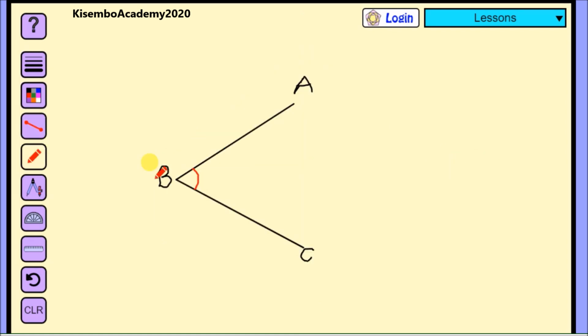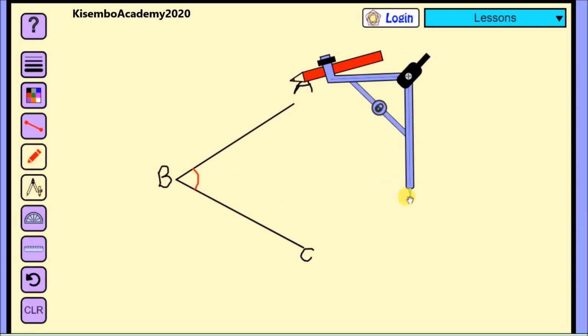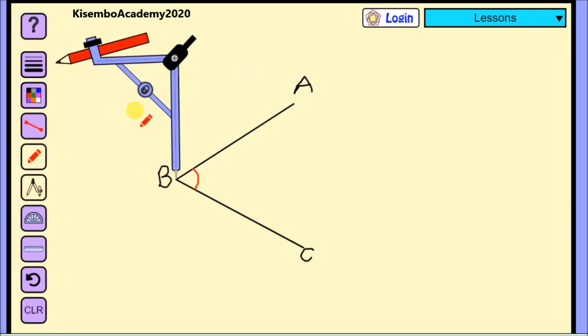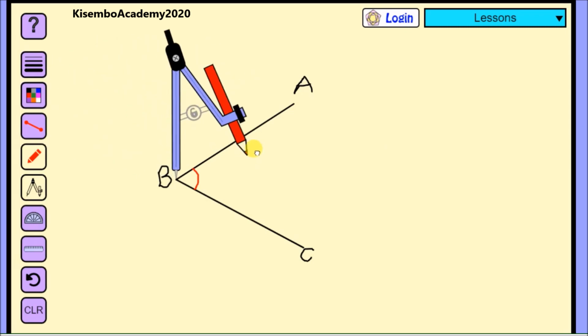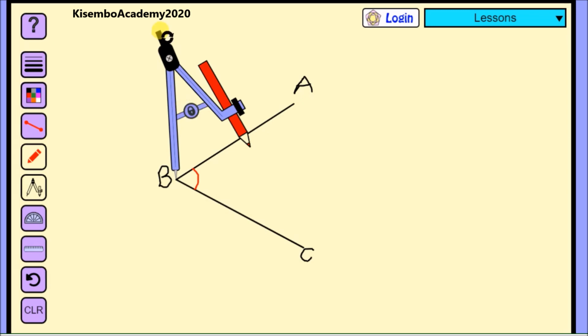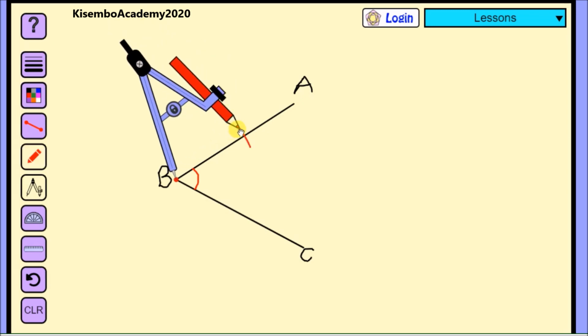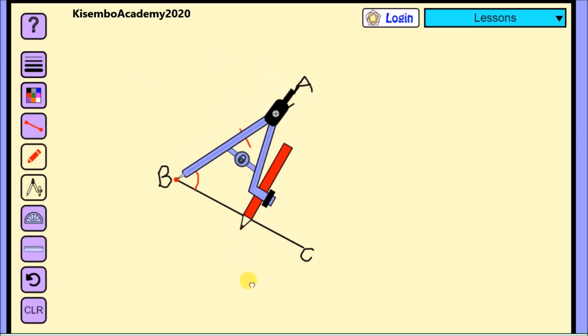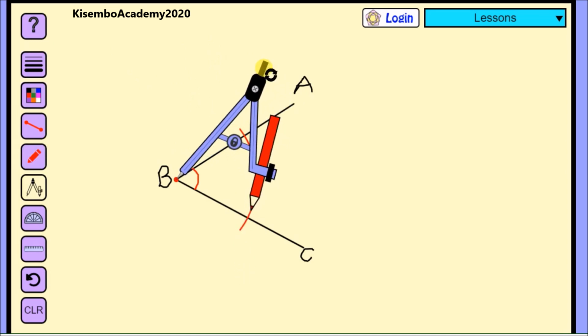Let's move on to bisecting an angle. Like I had said earlier, bisecting an angle means we are going to divide the angle into two equal parts. In this case, our angle is angle ABC, so we are going to divide it into two equal parts, and these are the procedures. We shall get our compass needle and place it at point B. Then we shall draw those two arcs, one arc cutting the line AB and the other arc cutting the line BC. While we draw these two arcs, we make sure that the length by which we stretched the compass is the same.